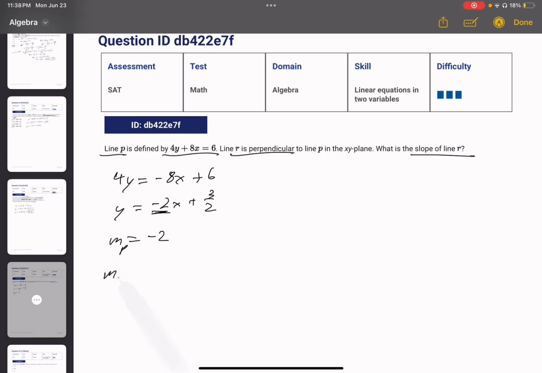So the slope of line R, which is perpendicular, is going to be the opposite sign, so it's going to be positive, over the opposite fraction, so 1/2. Because remember, this is equal to negative 2 over 1. So if we flip it, it's going to be negative 1/2 and its opposite sign, so that's our slope for this question, 1/2.